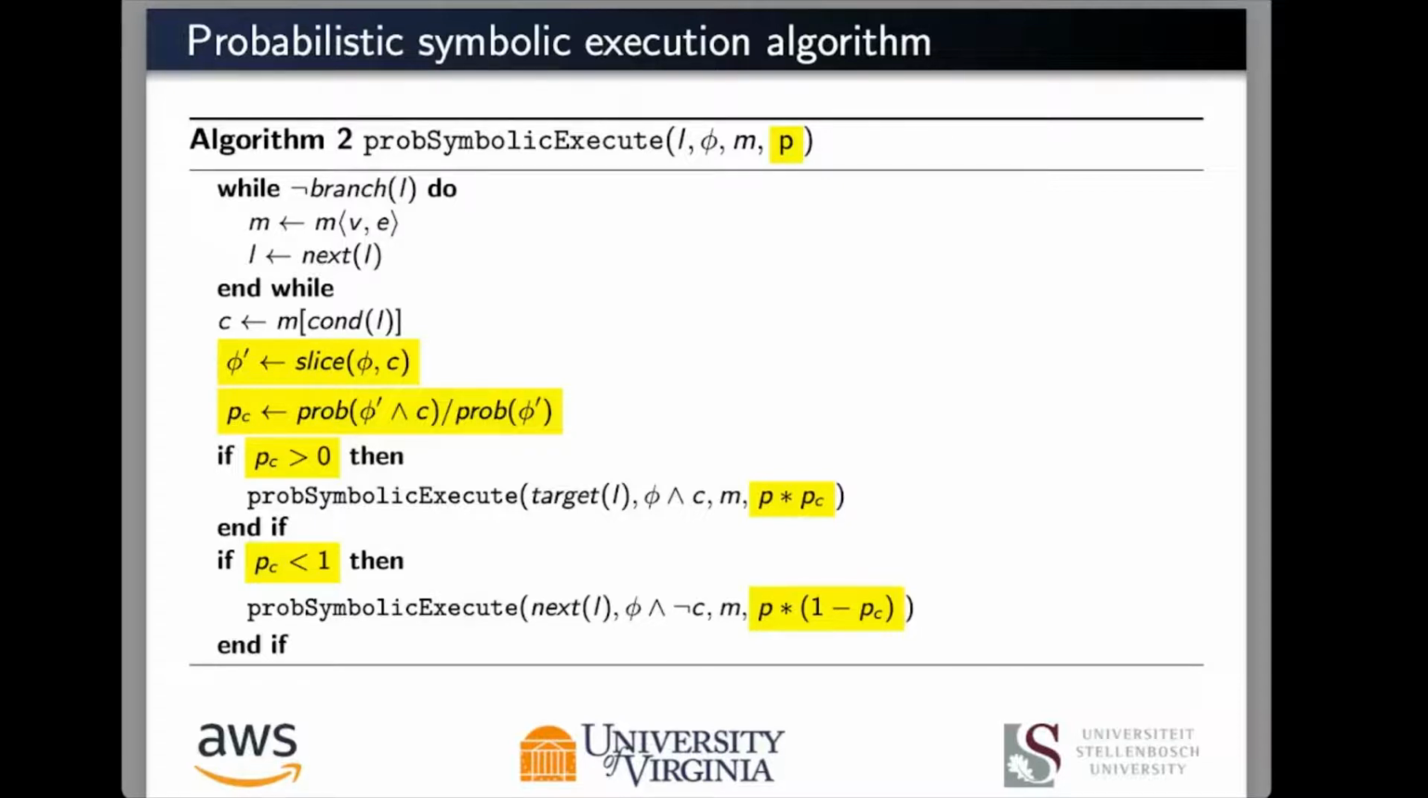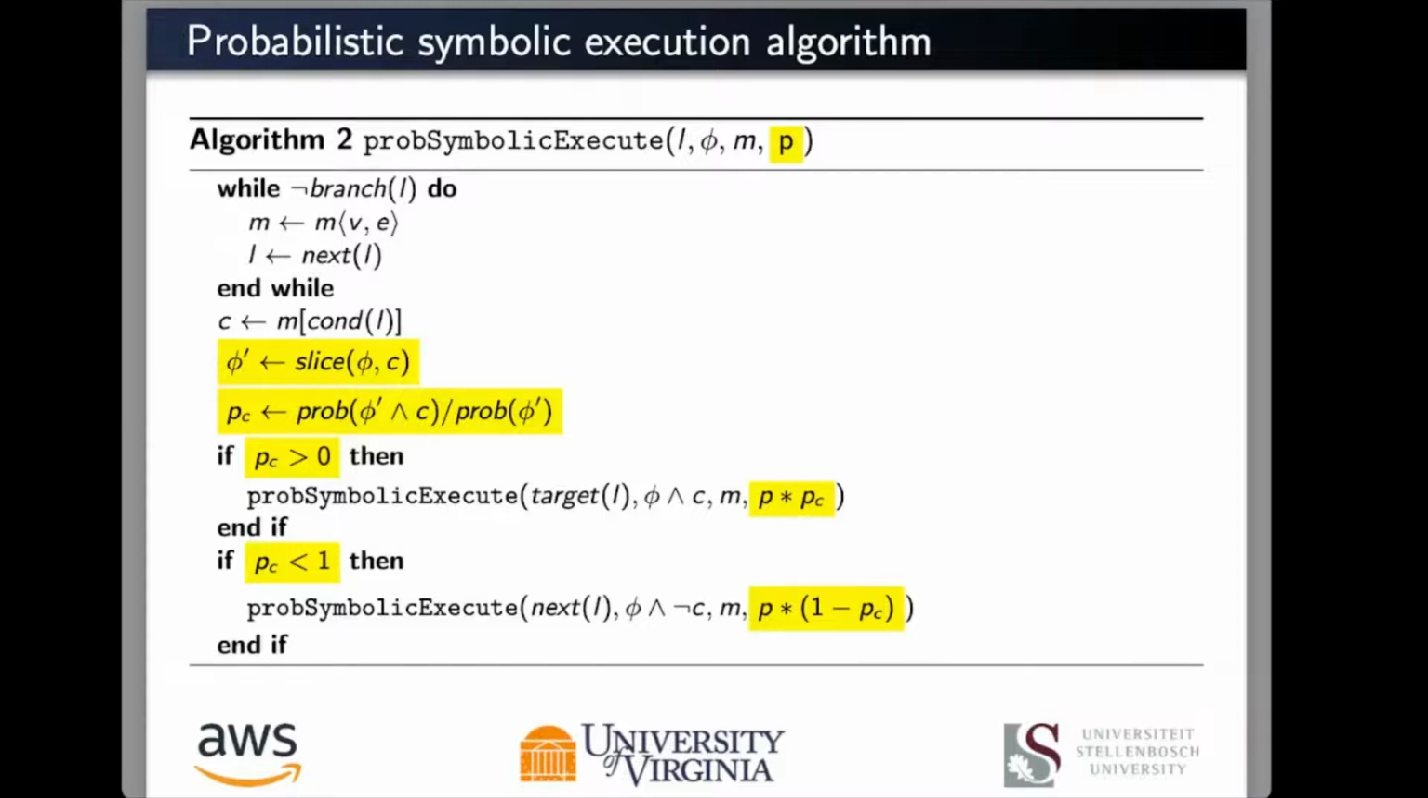And what you see here is that after we've computed the condition, we perform a slicing operation. So this decomposes the path condition into a set of path conditions, or a path condition that's dependent just on C. And then we compute this probability P sub C. That's actually the conditional probability. And I'll explain why we do that in a minute.